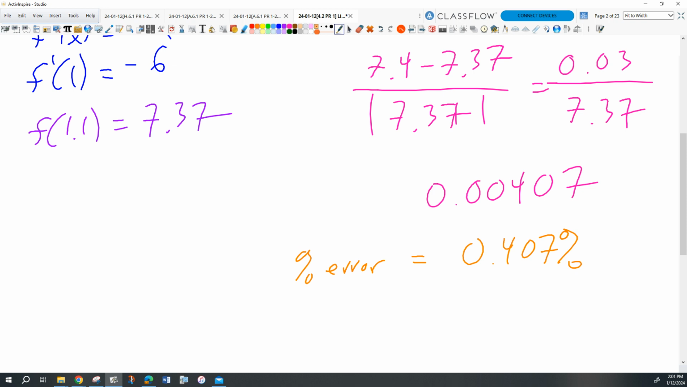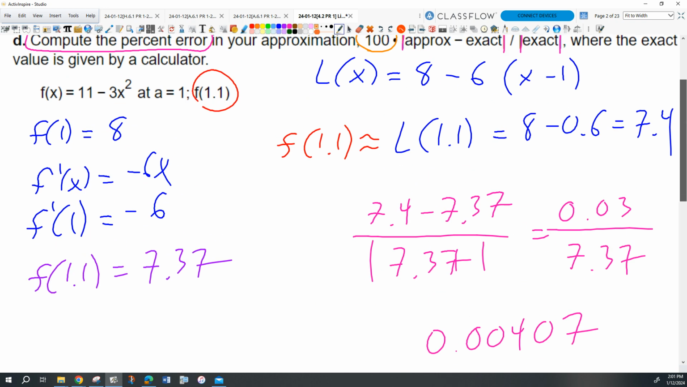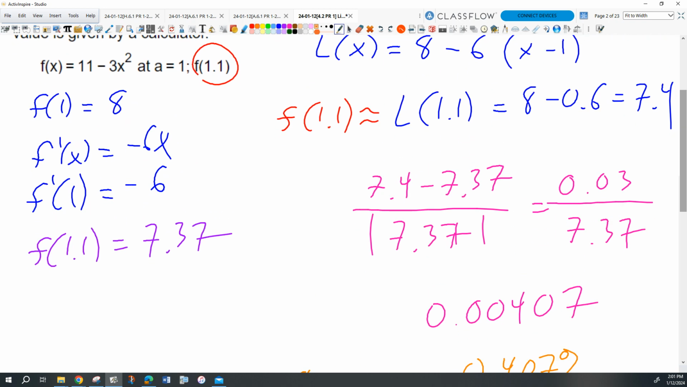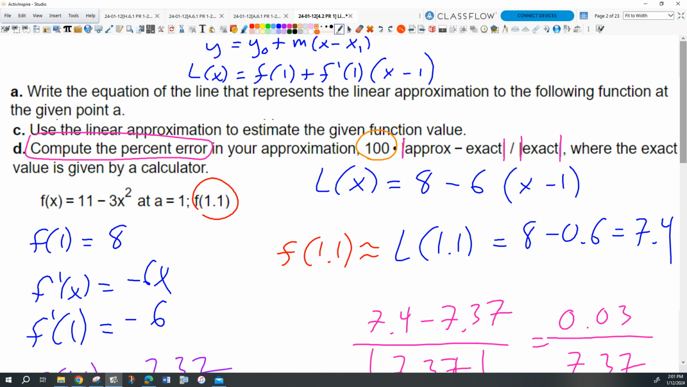Less than 0.5%. The sign to me is kind of important here because it's positive. What does that mean? Our approximation was too big. If our approximation had been like 7.35 or something, then we would have gotten a negative relative error or percentage error, and it would have meant that we undershot a little bit. So I actually think it's important to include the sign, but these guys don't, so we won't.